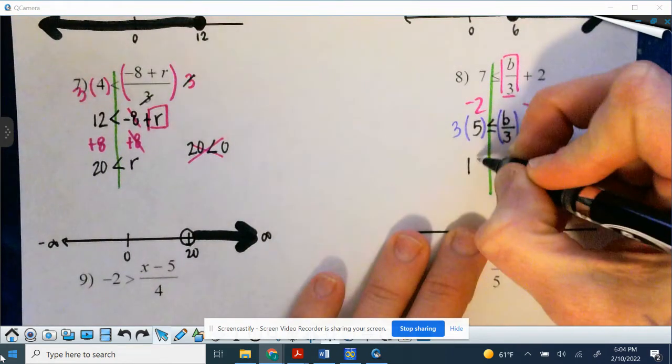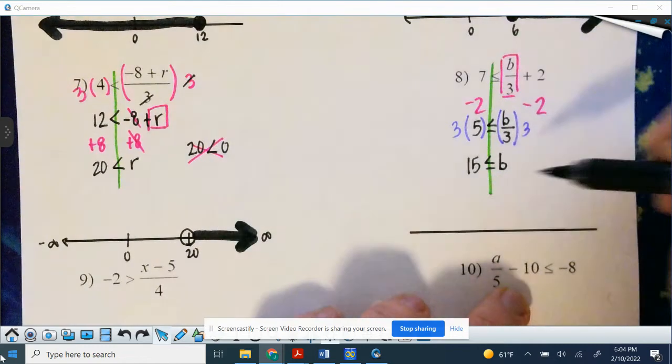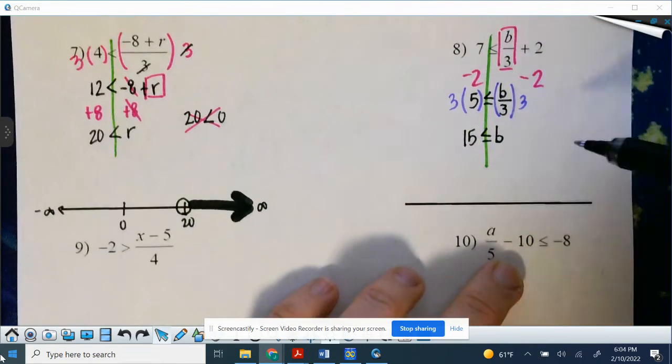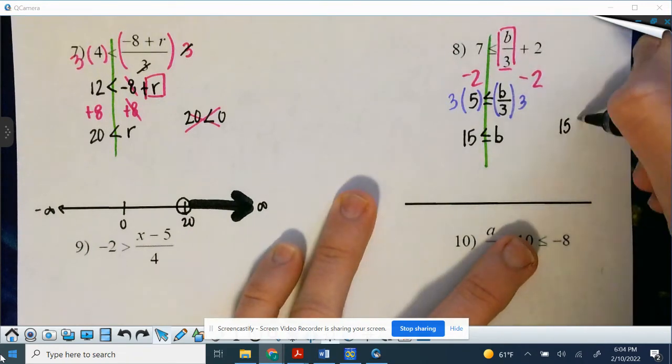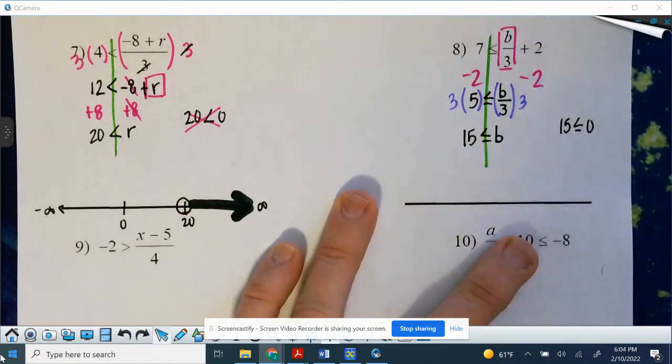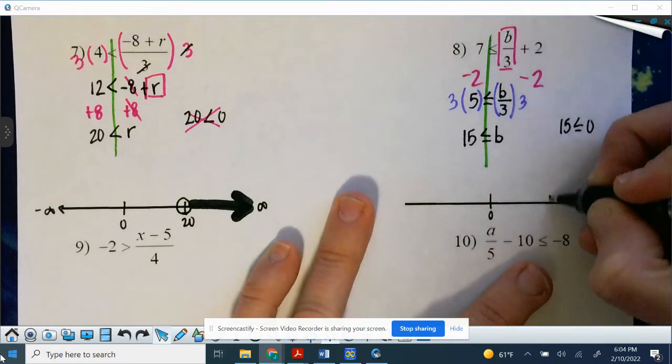So 15 is less than or equal to b. Again, the variable's on the wrong side, so definitely do not shade in the direction of the arrows. If we do a test point, is 15 less than or equal to 0? It is not. 15 is way better than having no money. So we're going to do our 0 and our 15.